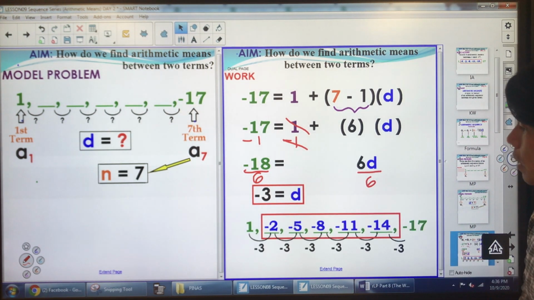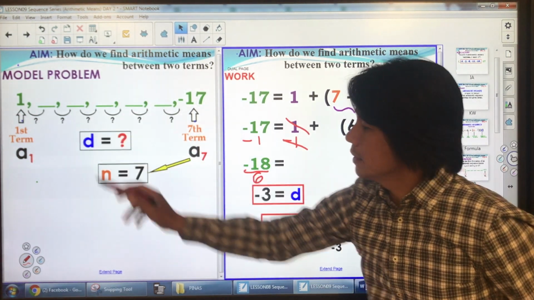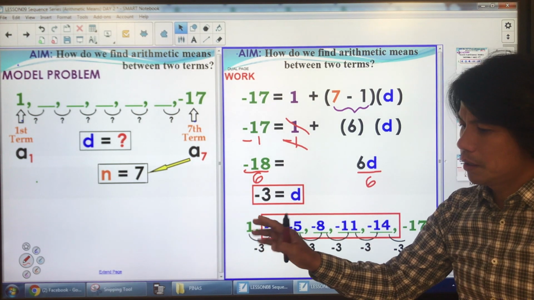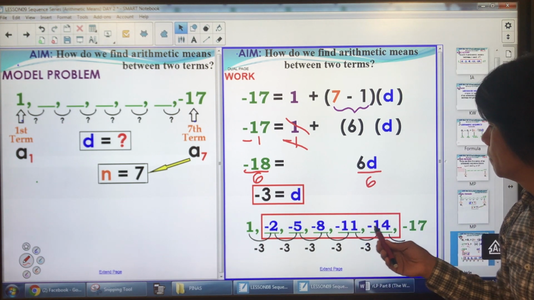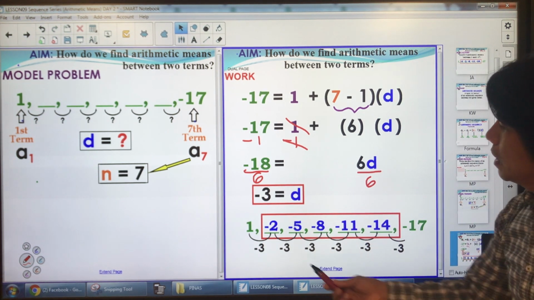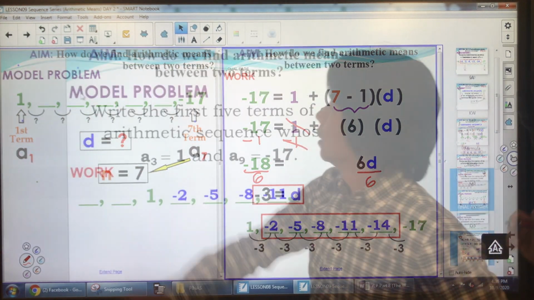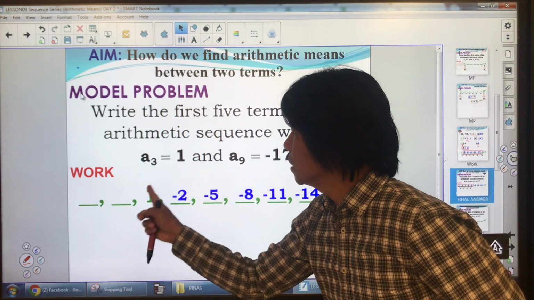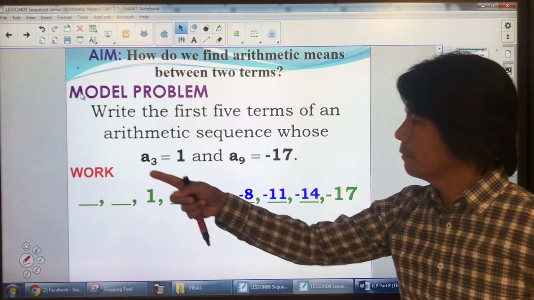So therefore, our answer based on this, alright, is 1, which is your temporary first term, 2nd, 3rd, 4th, 5th, 6th, and 7th, right, by subtracting 3 from the previous term. Now going back to the original problem, this is your 3rd term and these are the terms that we came up with from the previous slide.